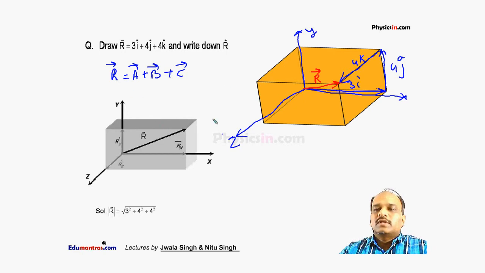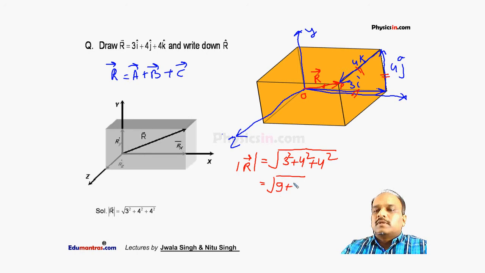Now first we will calculate the magnitude of vector R. Magnitude of vector R is actually the length from O to this point P. So length of this vector is mod of vector R, which is equal to root over 3 square plus 4 square plus 4 square. It is this square plus this square plus this square. This is the magnitude of vector R, which is equal to root over 9 plus 16 plus 16, which is equal to root over 41.